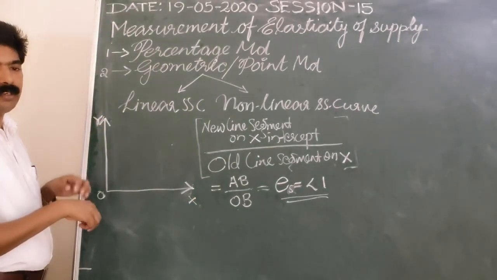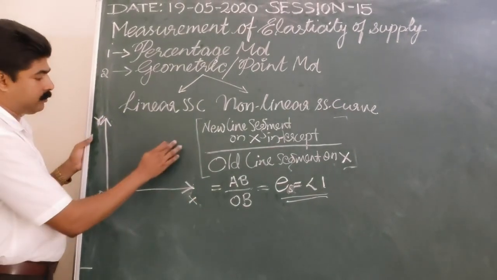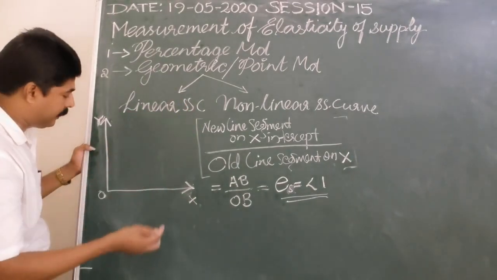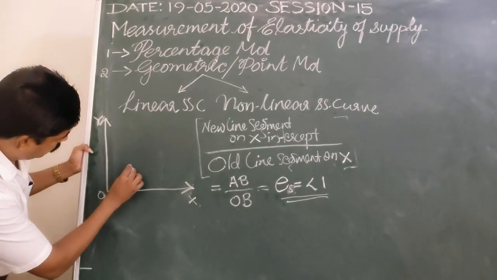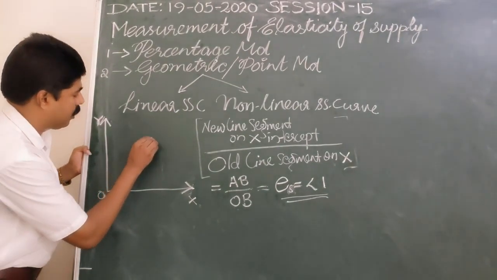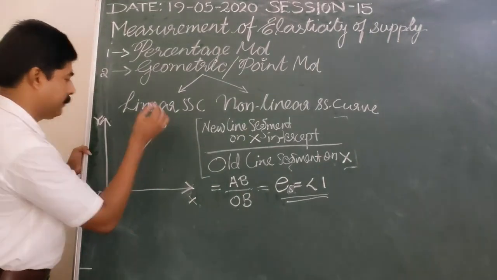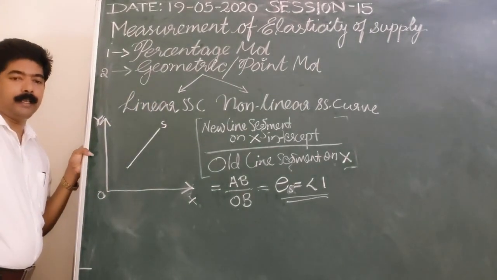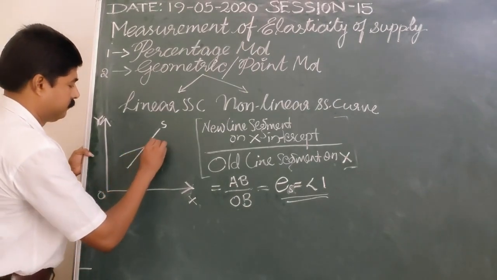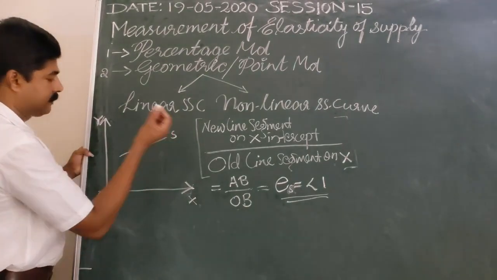Okay, I am just drawing two supply curves. What are the supply curves? Linear supply curve, straight line supply curve. So this is one of the straight line supply curves I have drawn. And one more supply curve I am drawing. This is another supply curve, a positively sloping supply curve.